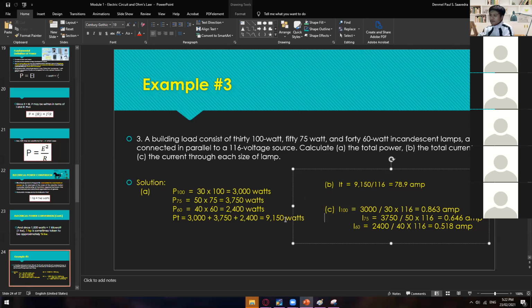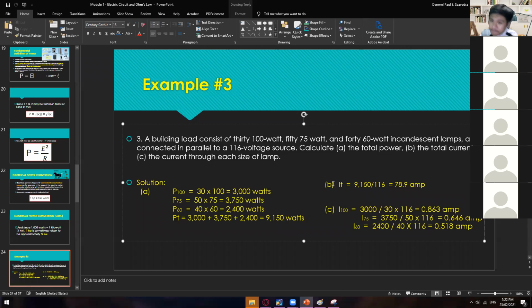So were you guys able to get the result of this one? 9150 watts. Yes, sir. Yes, Yes? sir.